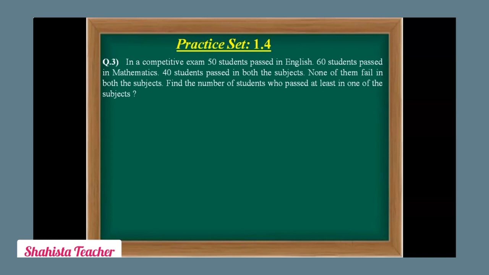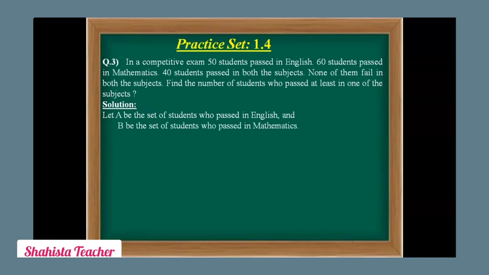Okay. Now here first we will write the set names. So here we will write the alphabet which represents English and the alphabet which represents Maths. Let us assume that A be the set of students who pass in English and B be the set of students who pass in Mathematics. So here we will write the solution. Let A be the set of students who pass English and let B be the set of students who passed in Mathematics.